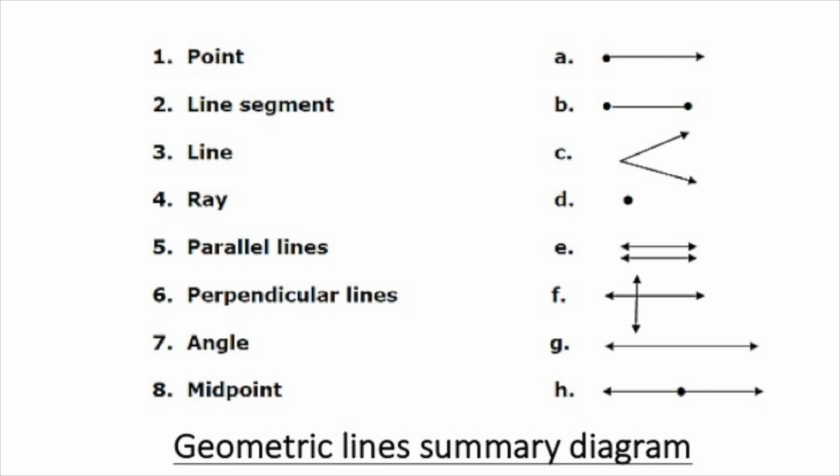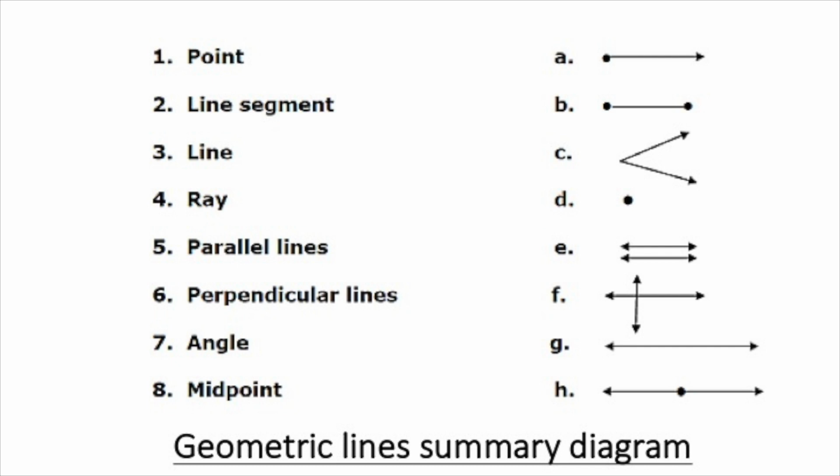Okay, so which one do we think is the ray? A, yes, A is the ray. Parallel lines, how many lines for parallel lines? E, excellent, well done. Perpendicular lines is one line with another line going off it.